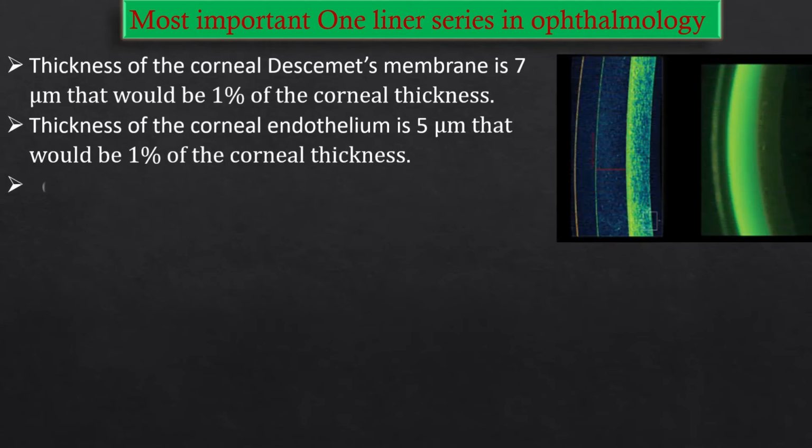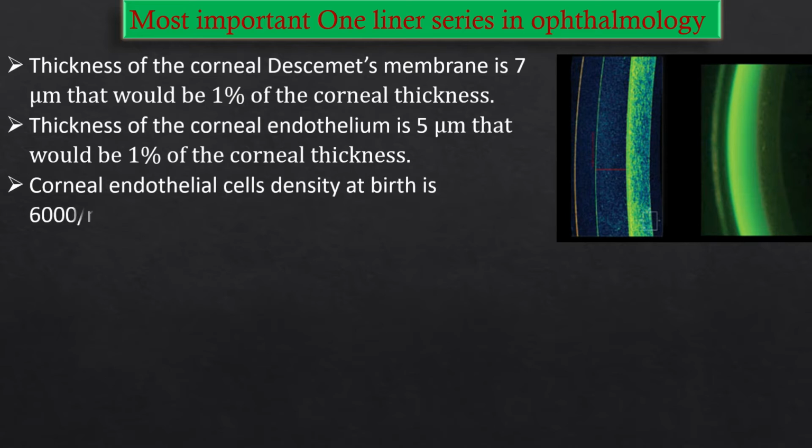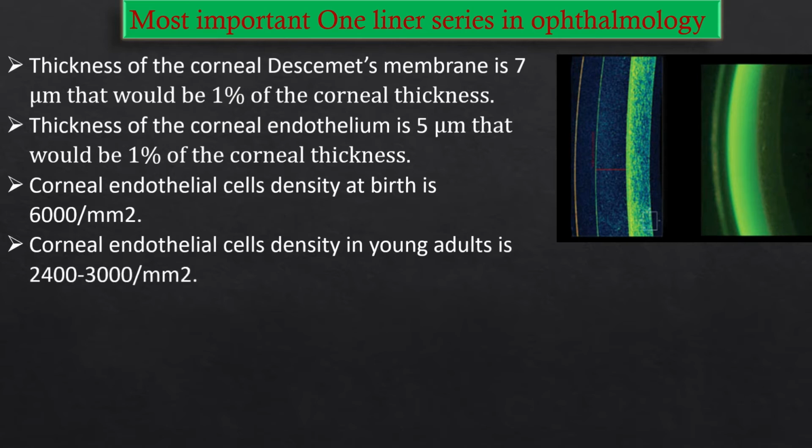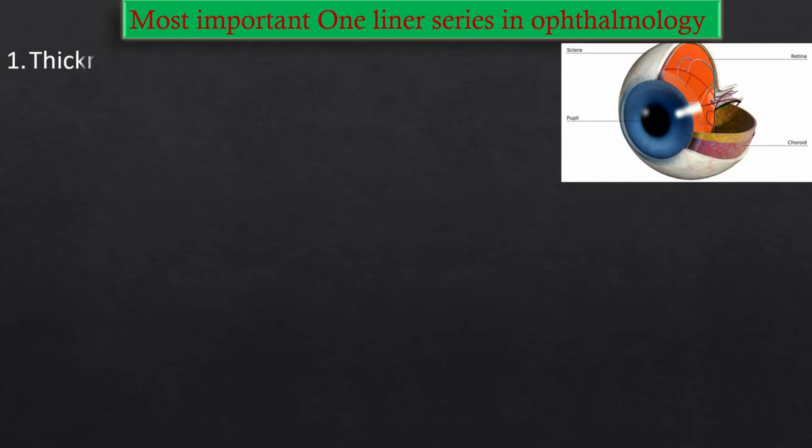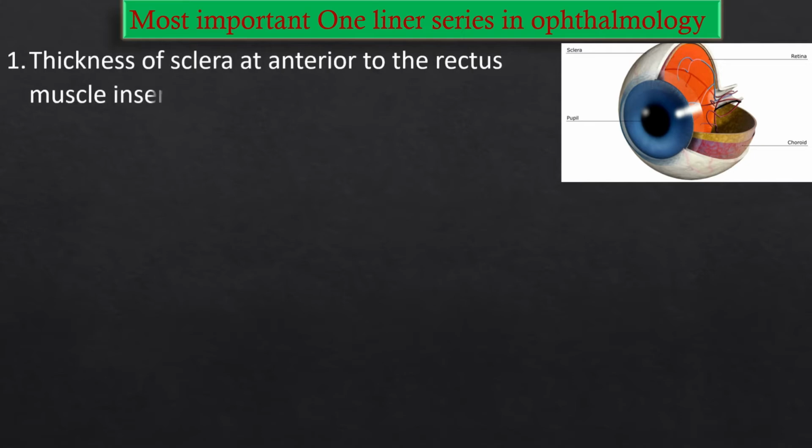Corneal endothelial cell density at birth is 6000 per millimeter square. Corneal endothelial cell density in young adult is 2400 to 3000 per millimeter square. Thickness of the sclera at limbus is 0.8 mm. Thickness of sclera anterior to the rectus muscle insertion is 0.6 mm.